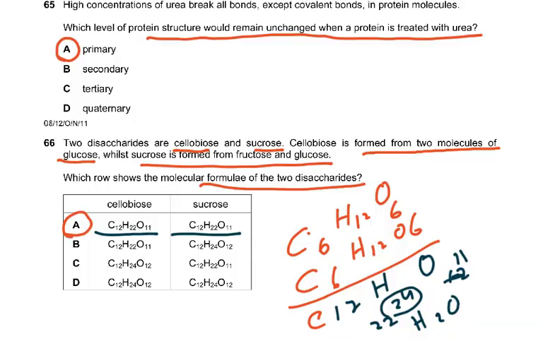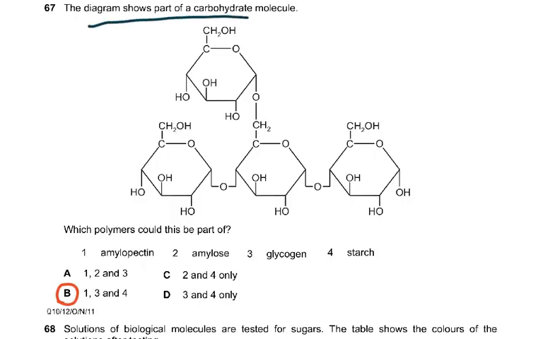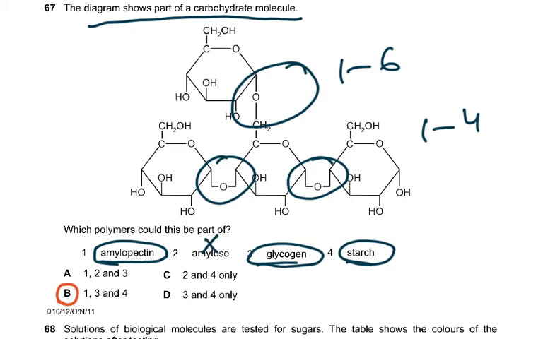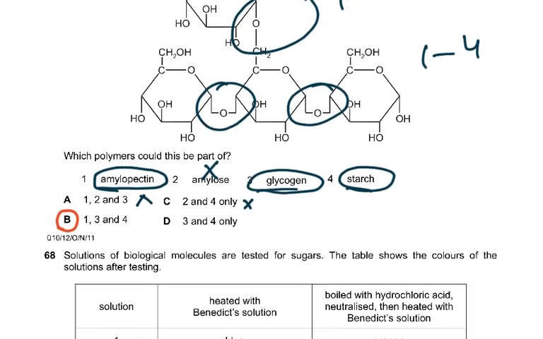We've done this before. The diagram shows part of a carbohydrate molecule. You can see here this is the 1,6 bond, and these are all 1,4 bonds. So 1,4 and 1,6 are present in amylopectin and glycogen and starch. So amylose only has 1,4. So 2 can't be in it, so this would be wrong. And 3 and 4 is not enough. 3 was glycogen and 4, but we had to have 1 as well. So this was the answer to question 67.